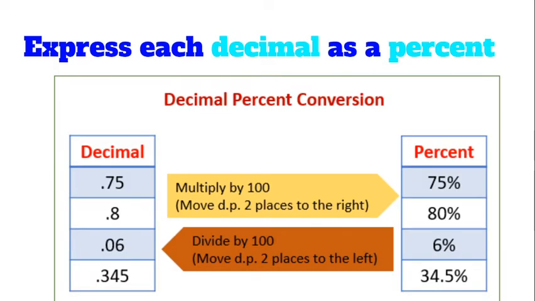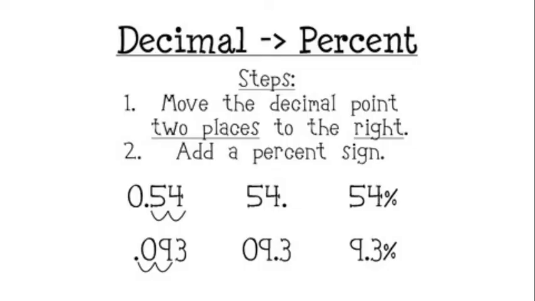All right. When we express a decimal as a percent, we can multiply it by 100. In other words, we can move the decimal point 2 places to the right to get to the percent. When we're changing a percent to a decimal, we divide by 100, and then we move the decimal point 2 places to the left. So let's do a couple of examples with that. Here's another way of saying it. When we move the decimal point 2 places to the right, we just add a percentage sign.